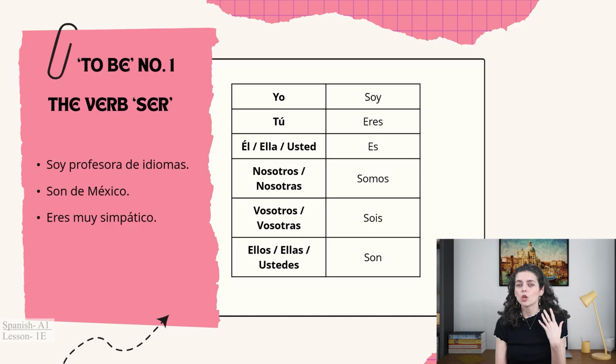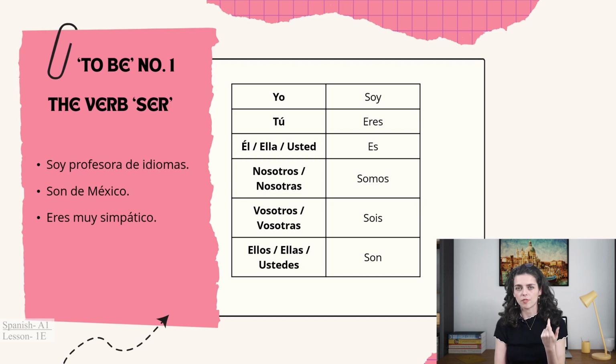That is because you don't need to use them unless you specifically want to emphasize who is doing the action. Since the verb already has a form for every pronoun, it already indicates the subject of the sentence, so you don't need to add the pronoun because it makes it a bit redundant. Again, let's analyze the sentence. Soy profesora. Soy is the first form of the conjugation. Therefore, it refers to yo, or I. I am. So we already know who the subject is without needing the pronoun.